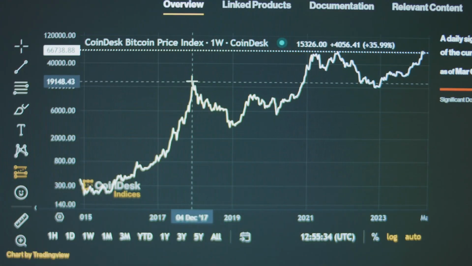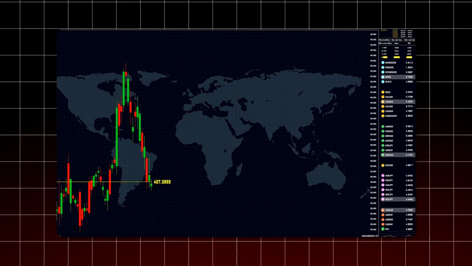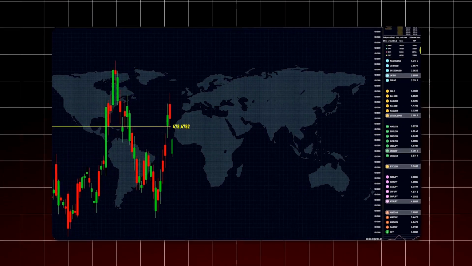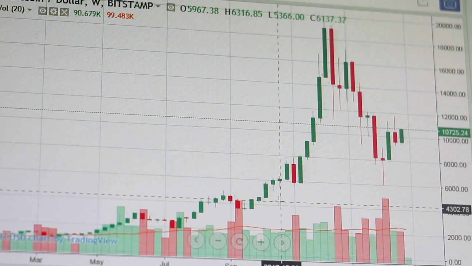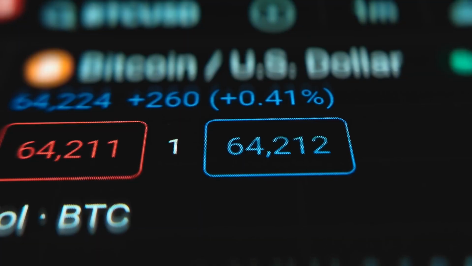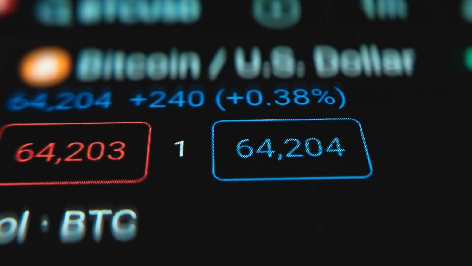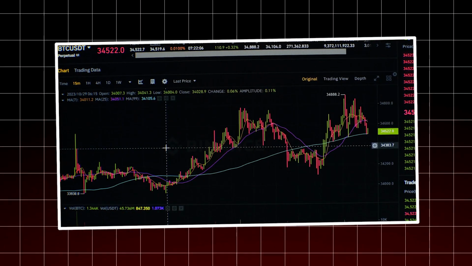Jumping into a stock purely because it's trending is another common pitfall. Just because a stock is on the rise doesn't mean it will continue to climb. Without understanding the context, like what's driving the trend or whether the stock is overvalued, you could end up buying at the peak and watching it fall. Always take a step back and assess the bigger picture before making a move.